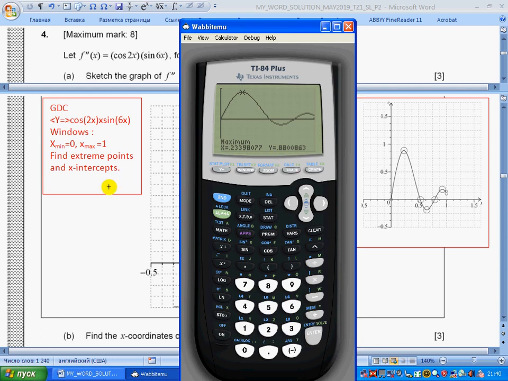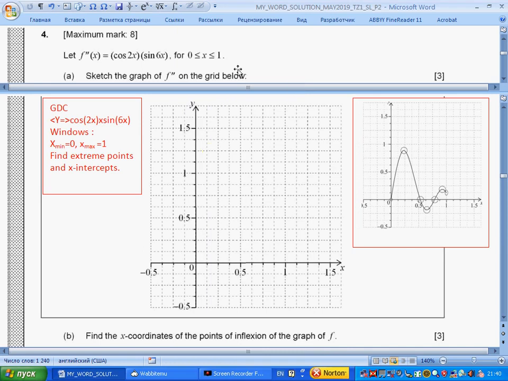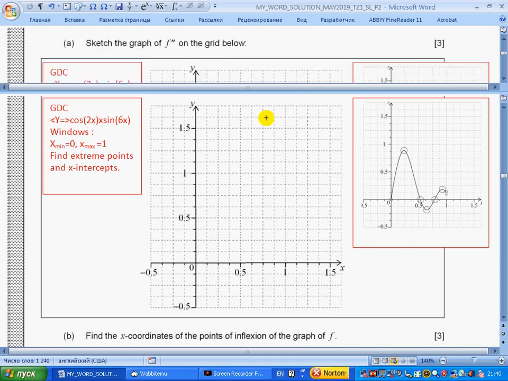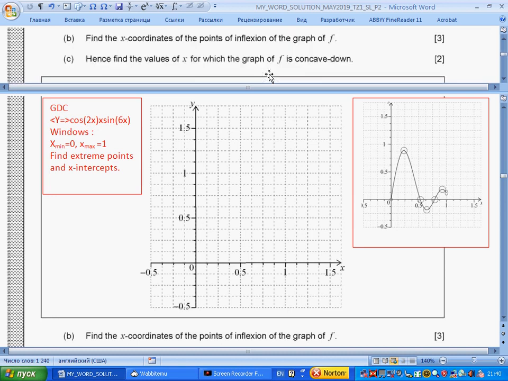You can do this also without a calculator: cosine 2x equals 0. Actually, you can do it with the calculator. So find all these points and there will be no problem. So, next question.